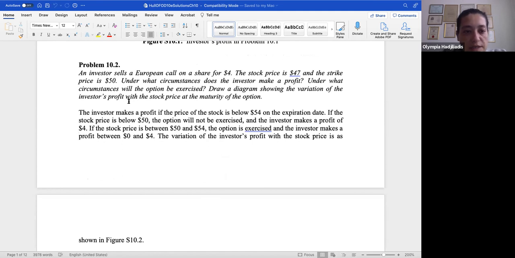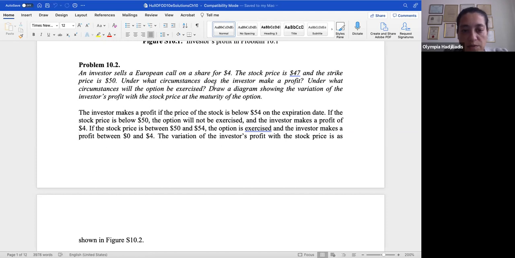Another question like this: an investor sells a European call on a share for $4. The stock price is $47 and the strike price is $50. Under what circumstances does the investor make a profit? And under what circumstances will the option be exercised? Draw a diagram showing the variation of the investor's profit with the stock price at the maturity of the option.